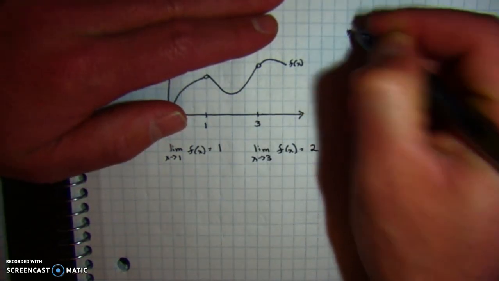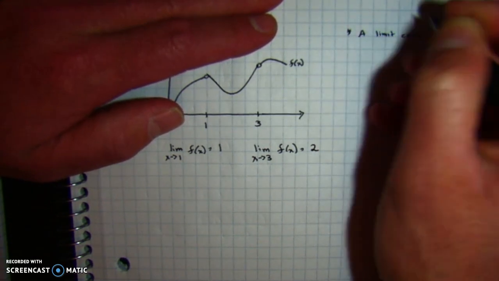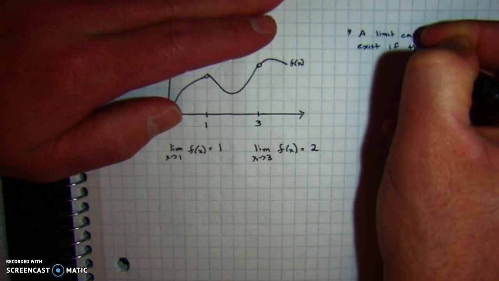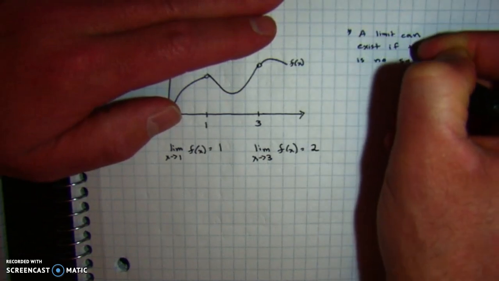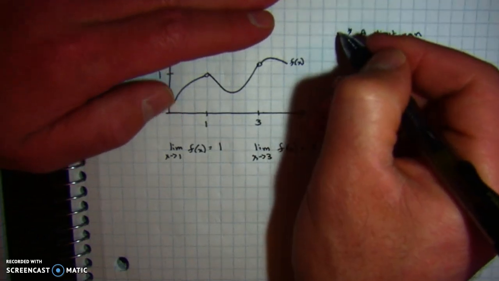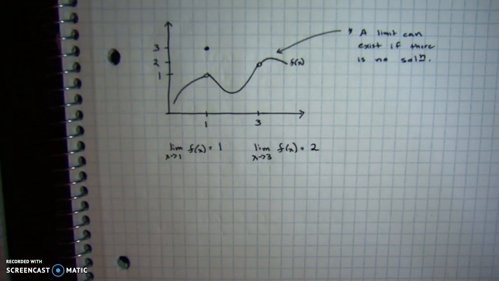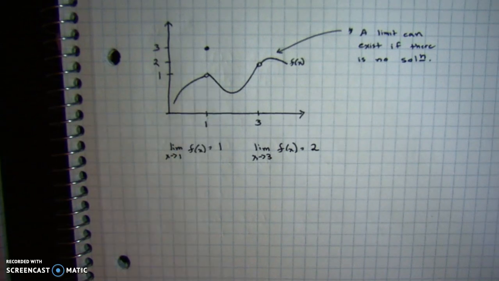So what this illustrates is a limit can exist even if there is no solution at that point. Or in this case, even if there is a solution, the limit can be different than what the actual solution is, which is kind of what this shows.